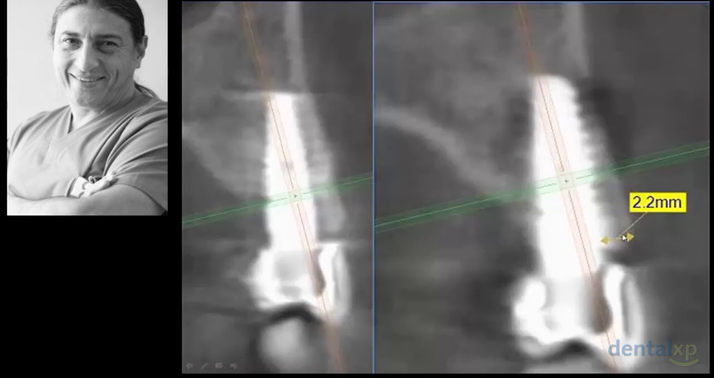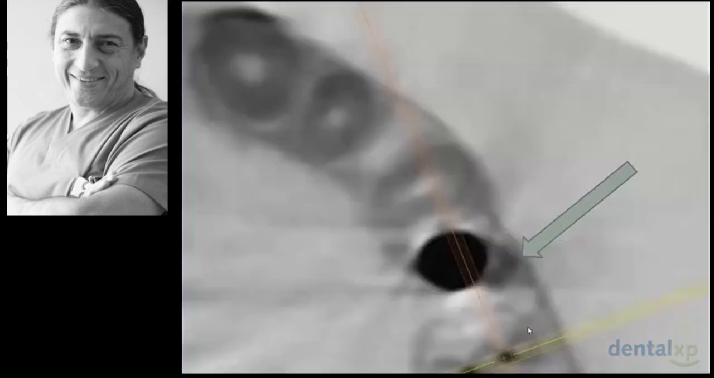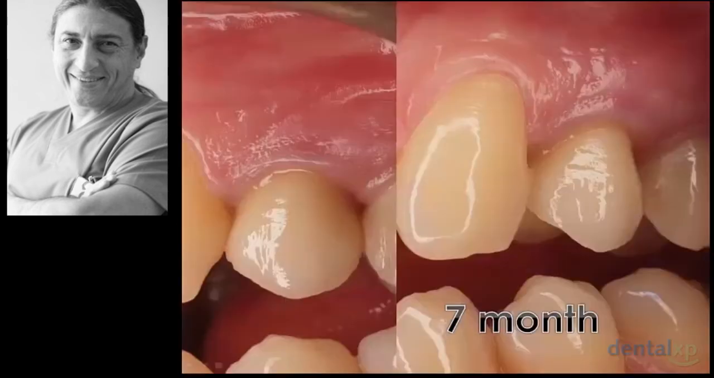And you can see on the CBCT image that we have 2 millimeters of buccal wall. Here you can see the root fragment. At 7 months post-operative, the tissues continue to be very nice.